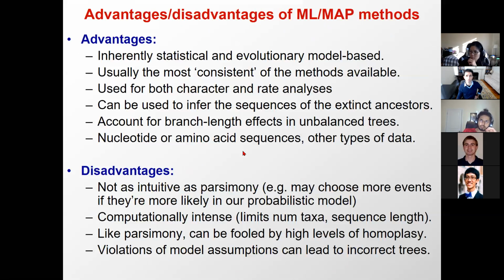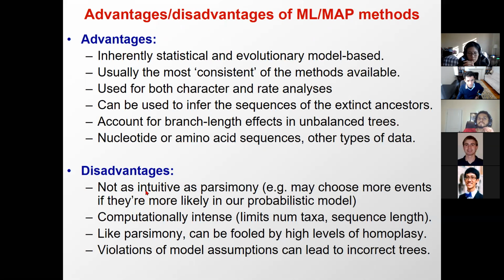So the advantages of these maximum likelihood and maximum a posteriori methods is that they are inherently statistical and evolutionary model based. They're usually the most consistent methods available, and they're used both for character and for rate analysis, and they can be used to infer the sequences of the extinct ancestors by integrating over them or by finding the maximum likelihood state for those, or the maximum a posteriori state for those. And it accounts for both branch length effects in unbalanced trees, and also the nucleotide or amino acid sequences work equally well, and any other kind of data.